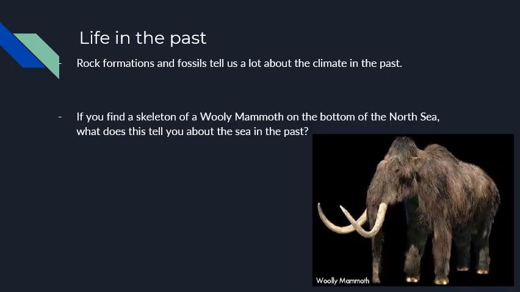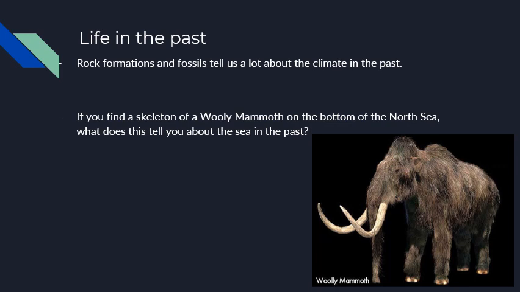When you're looking at life in the past, rock formations and fossils tell us a lot about the climate in the past. For example, if you think of the image I showed you on the last slide, you saw that this dinosaur was embedded into limestone. Well, limestone can only form in a shallow sea with a high temperature and a lot of sea life, which of course we had in the Netherlands during the Cretaceous.